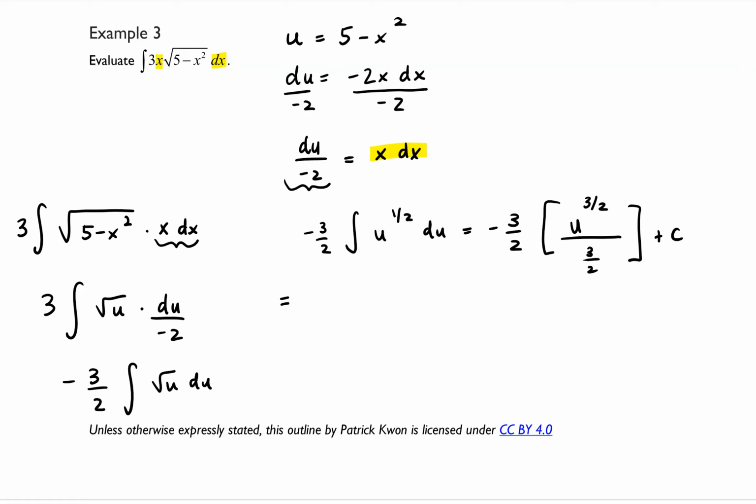And we want to do some simplification now. So I'm going to have negative 3 halves times the reciprocal of 3 halves, which is 2/3. And I'm going to replace u with 5 minus x squared to the 3 halves power plus c. And then finally, this will leave us with negative 5 minus x squared to the 3 halves power plus c.